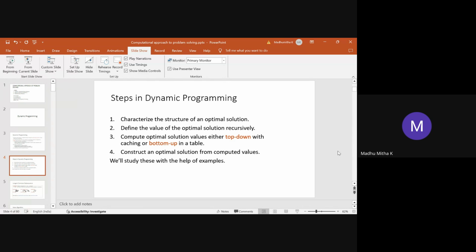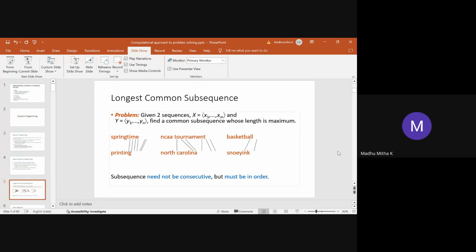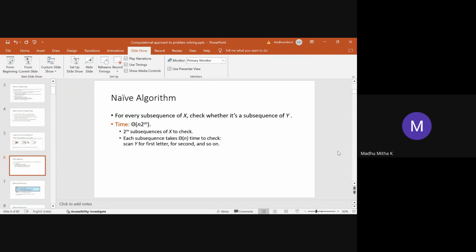Next, the dynamic programming approach is used along with some other common algorithms. One example is the longest common subsequence. There are many other common algorithms, like longest common subsequence, shortest path in a graph, knapsack problem, a naive algorithm, matrix chain multiplication, and the Fibonacci series. These are some of the common algorithms that use dynamic programming.